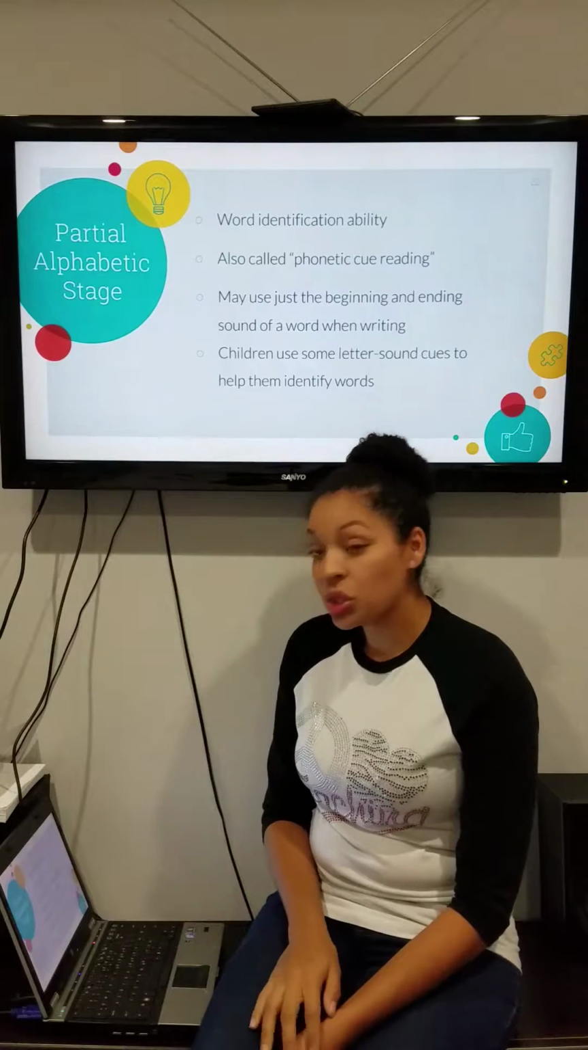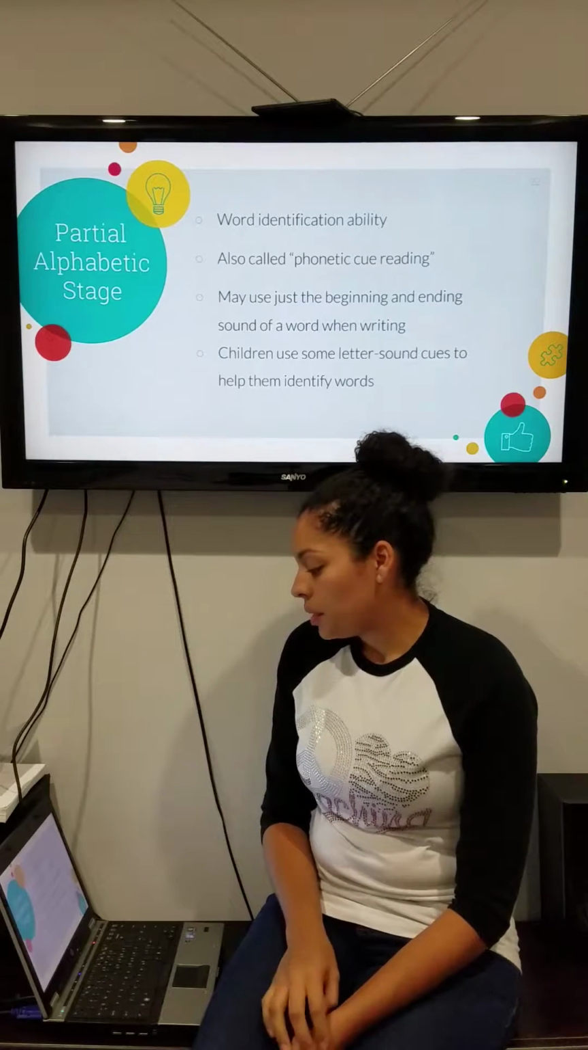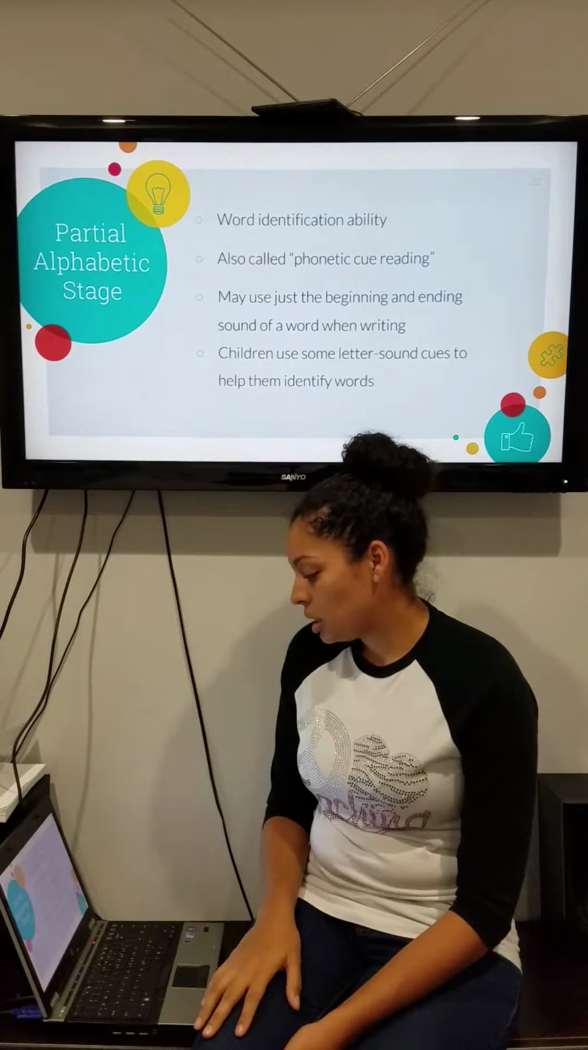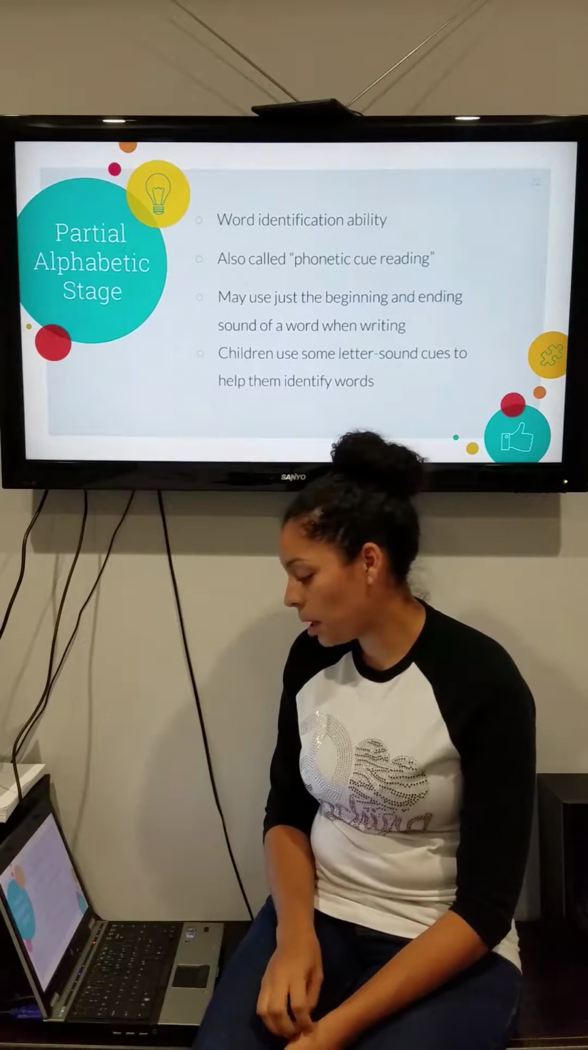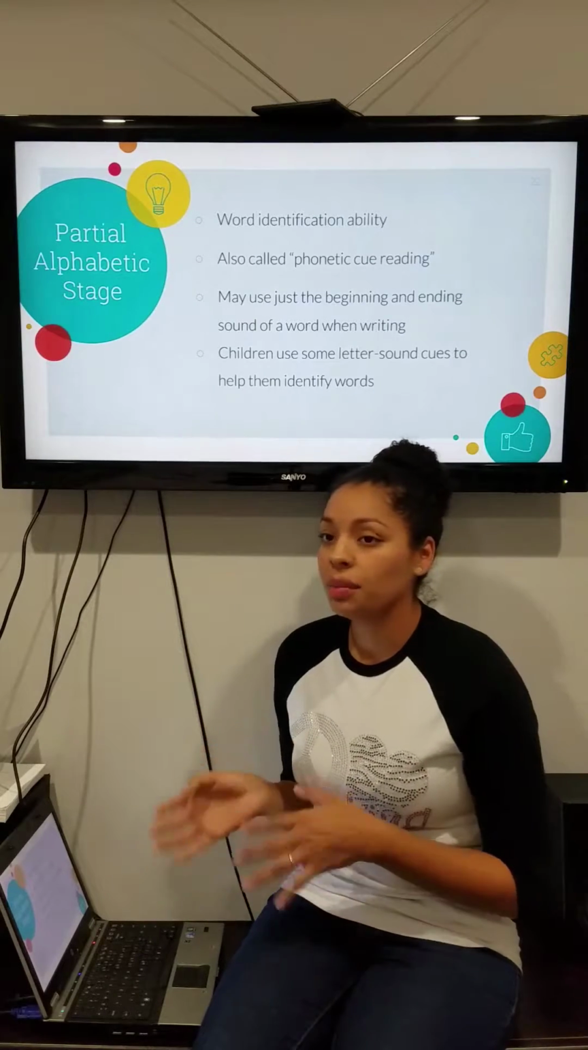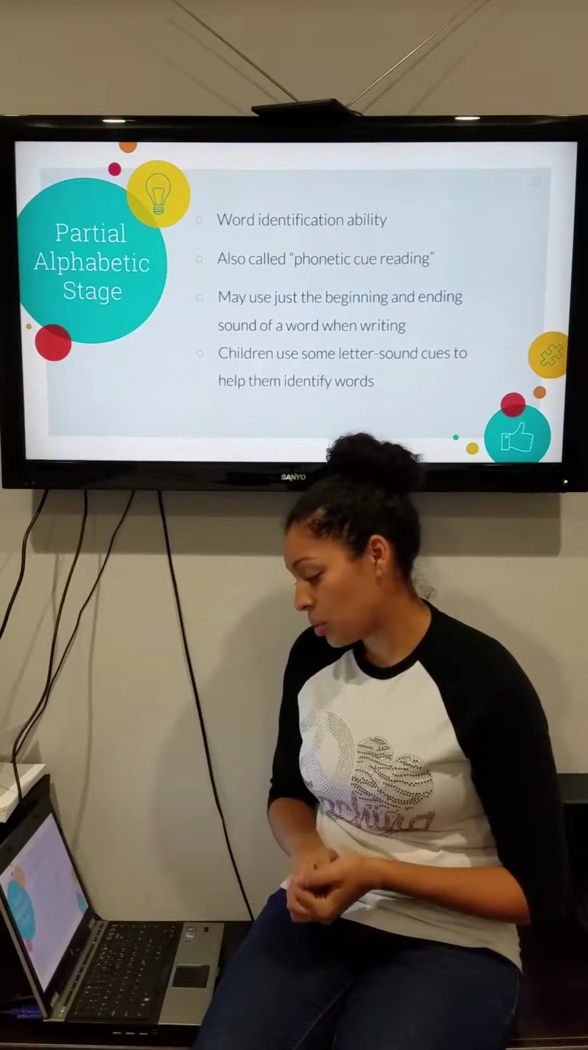The next stage is the partial alphabetic stage. Here's where they start identifying words. It's also called the phonetic cue reading. At this stage, children begin to use maybe the beginning or the ending sound of certain words as they're writing it.